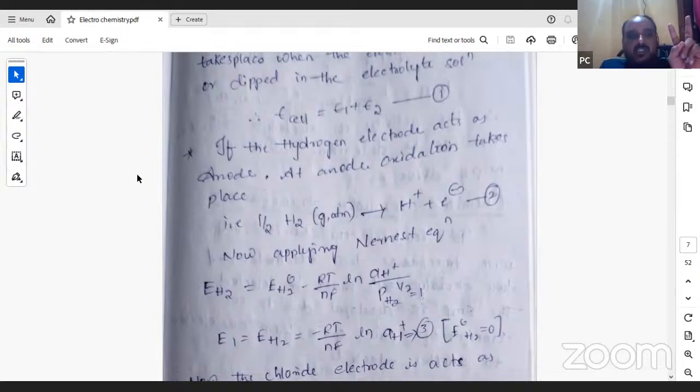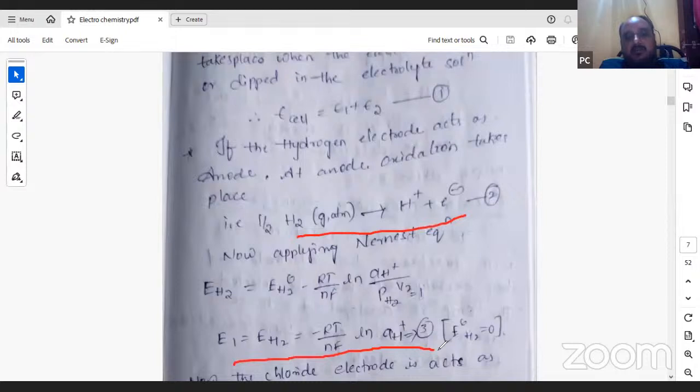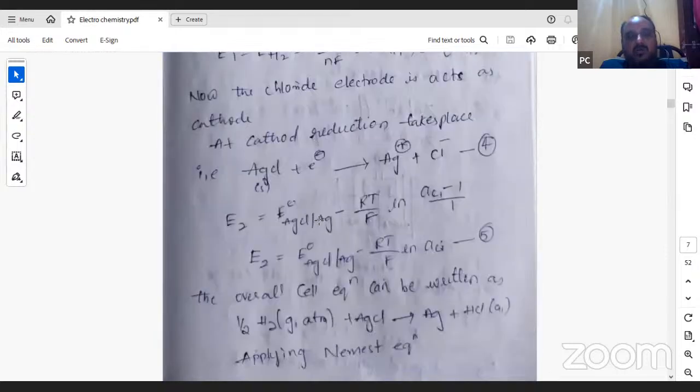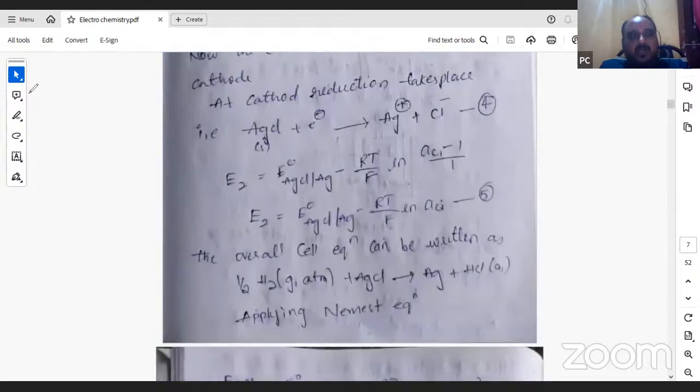That oxidation reaction is half H2 gives rise to H plus plus electron. By applying the Nernst equation, we get E1, that is E of H2 is equal to minus RT by NF ln activity of H plus. Similarly, whenever the hydrogen is losing an electron, that electron is gained by the chlorine, right? That means one of the electrodes is the silver chloride electrode. So this is the silver chloride electrode.